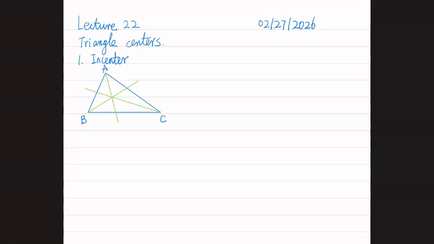The important theorem we learned about this is the angle bisectors are concurrent. This theorem guarantees the existence of a common point. We call this I the incenter.